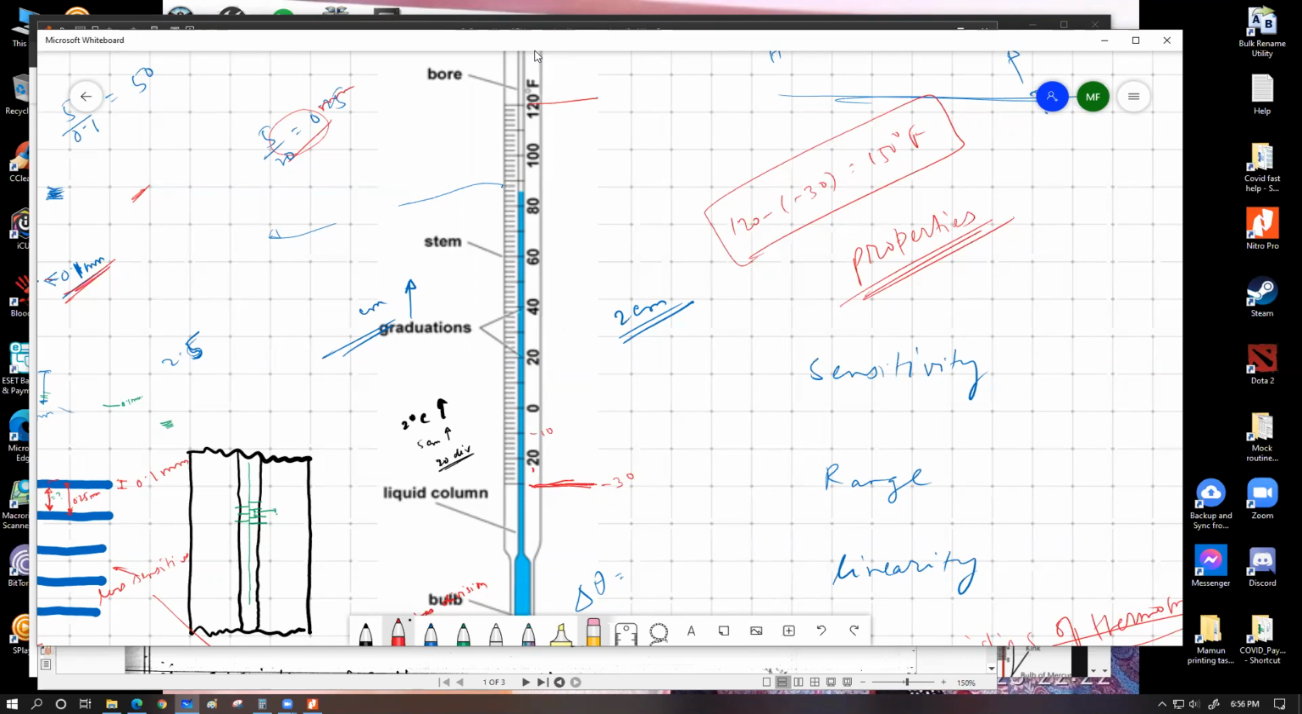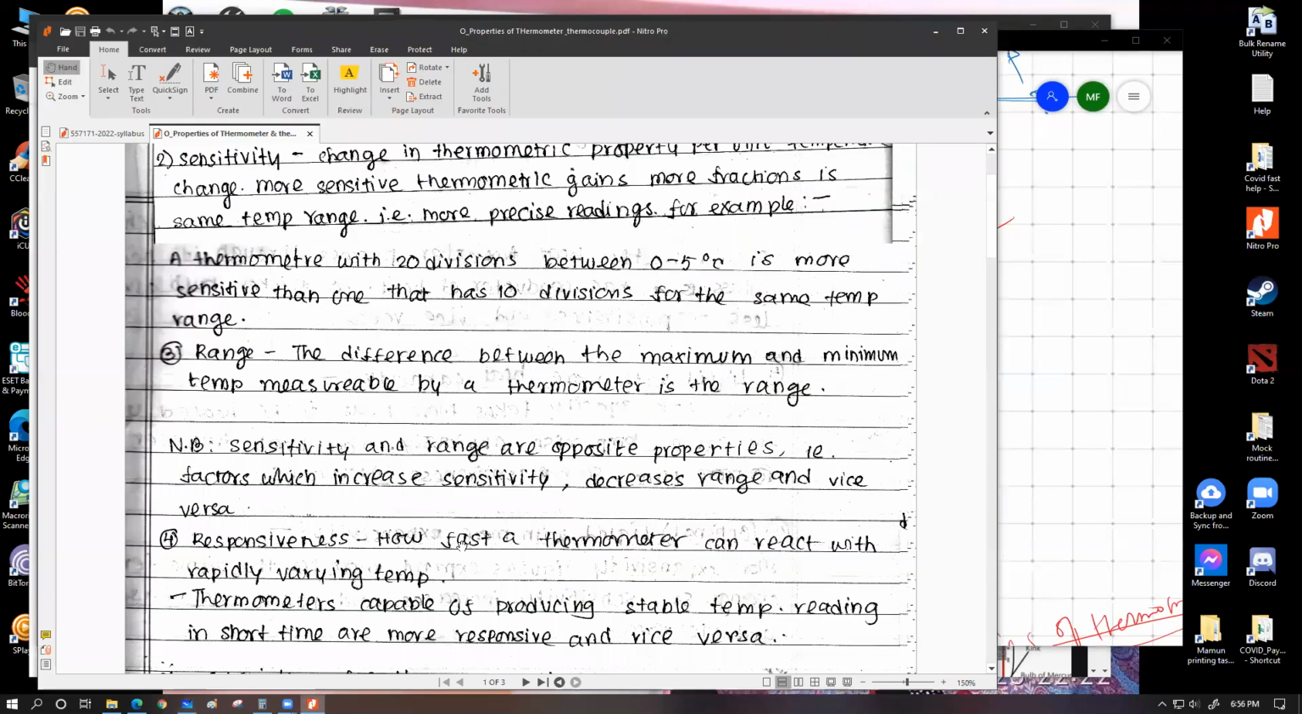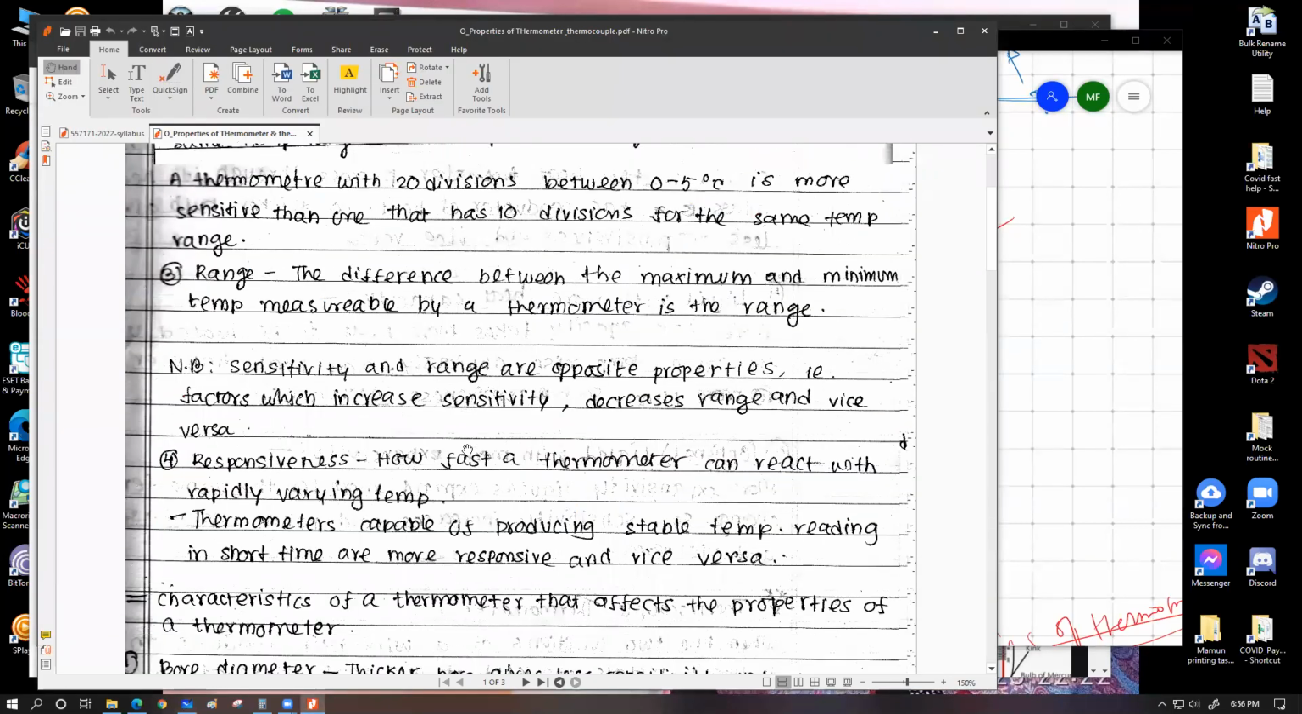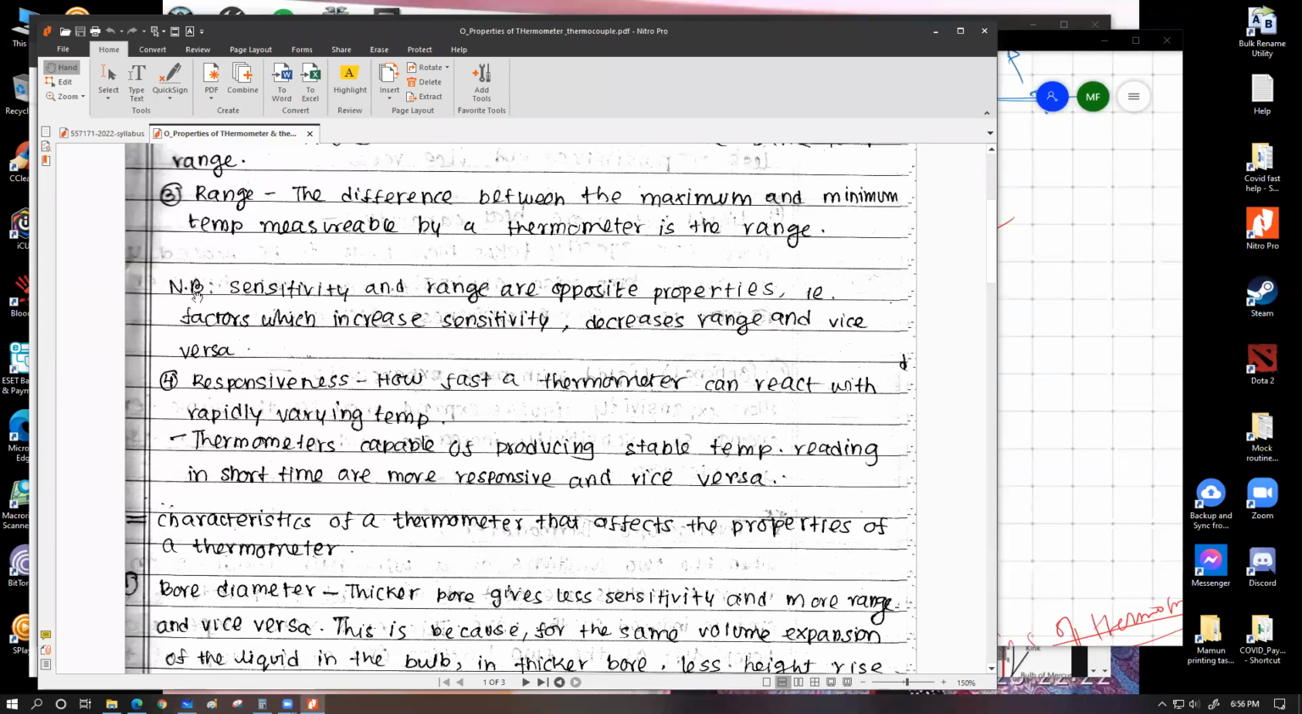However, range can be affected by other characteristics as well. For example, sensitivity and range are typically opposite properties. So we're going to talk about those after a while. But just because the length part is really easily understandable, if the thermometer is simply long, it can have more temperature measurement capability. So it is going to have more range and vice versa. So that's very simple. And then the last property that we have, NB. Sensitivity and range are opposite properties.